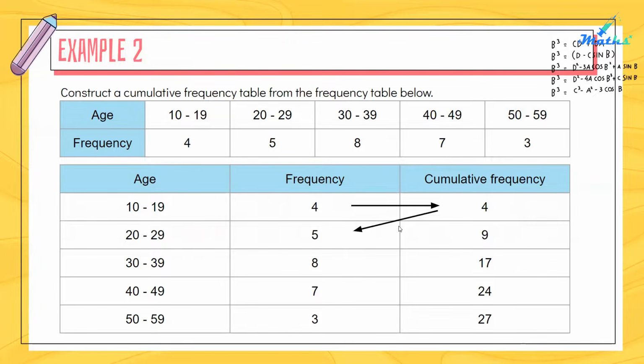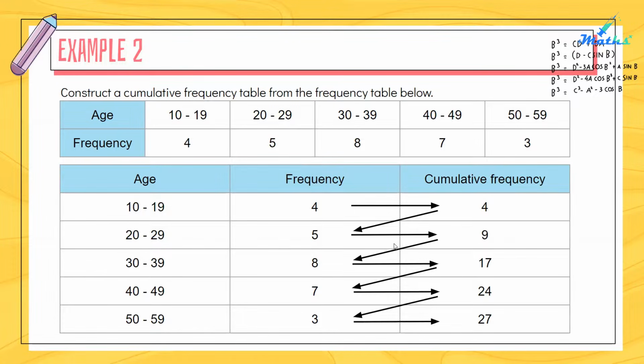So it's 4 plus 5 and we get 9. Next, we take 9 plus 8 and we get 17. 17 plus 7 and we get 24. And 24 plus 3 we get 27.